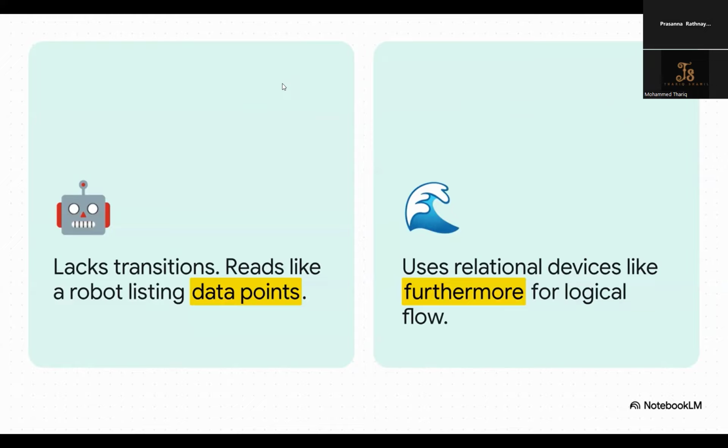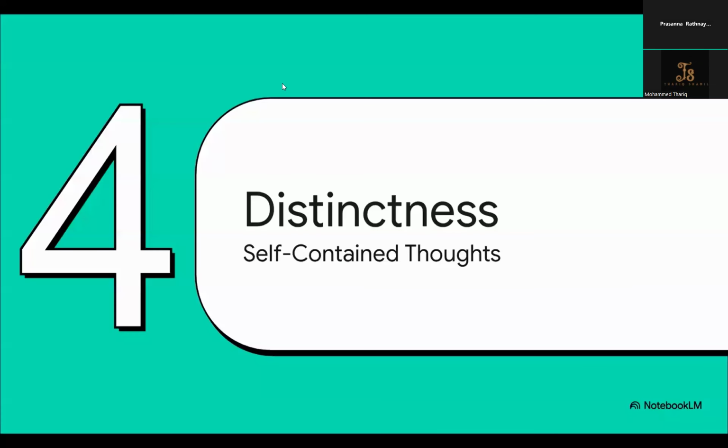But now, look at the right side. By adding really simple relational devices like furthermore, despite these differences, and as a result, the entire text transforms. It flows so smoothly. The writer is doing the heavy lifting of connecting the ideas, creating a perfectly coherent logical flow. And that brings us to our third pillar, Section 4, distinctness, or self-contained thoughts.